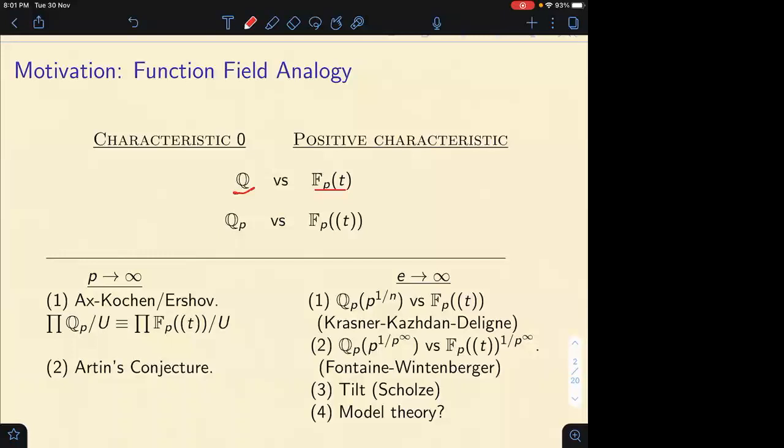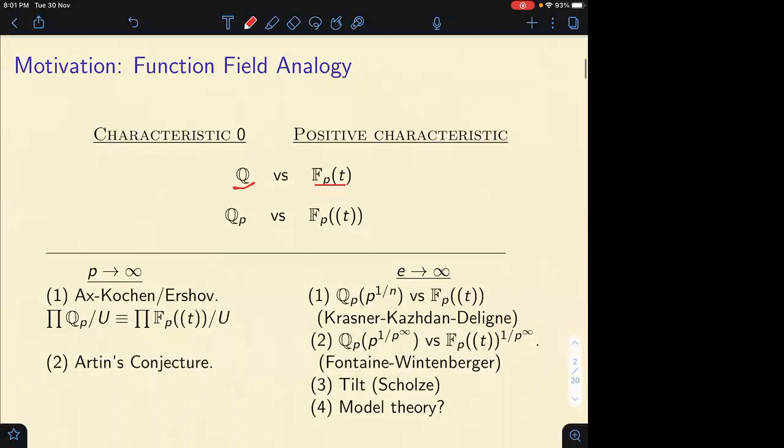And there's a huge list of similarities, and there's a dictionary that translates terms from the arithmetic side to the function field side. And via this dictionary, for example, primes correspond to irreducible polynomials, and the prime at infinity, in the arithmetic case, corresponds to the absolute value, and in the positive characteristic case, in the function field case, it corresponds to the degree of the polynomial.